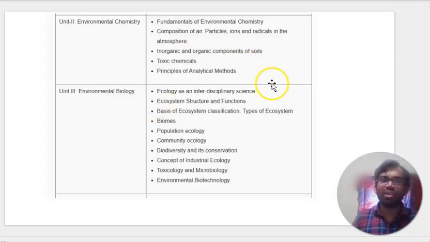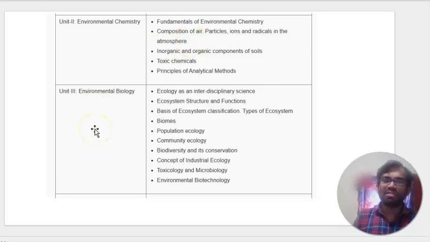Coming to the next unit, the second unit is environmental chemistry. Most of this is very important and most of the bits come from this unit. It includes fundamentals of environmental chemistry, composition of air, particles, ions and radicals in the atmosphere, inorganic and organic components of soil, toxic chemicals, and principles of analytical methods. These all come under the subtopics of environmental chemistry.